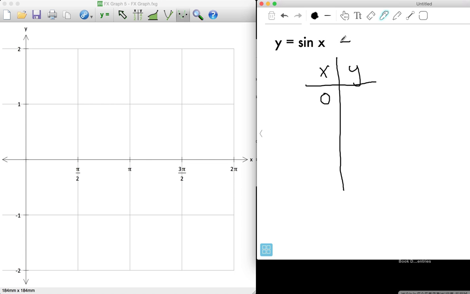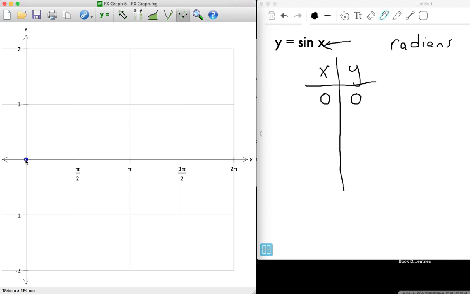Now, it's important to note at this point that x is an angle. I'm going to be working with angles in radians, as that's commonly what you'll be working with in the 40S. So 0 radians, sine at 0 radians is the y-coordinate at 0 radians. The y-coordinate at 0 radians is also 0, so we get a point on the origin here at 0, 0.